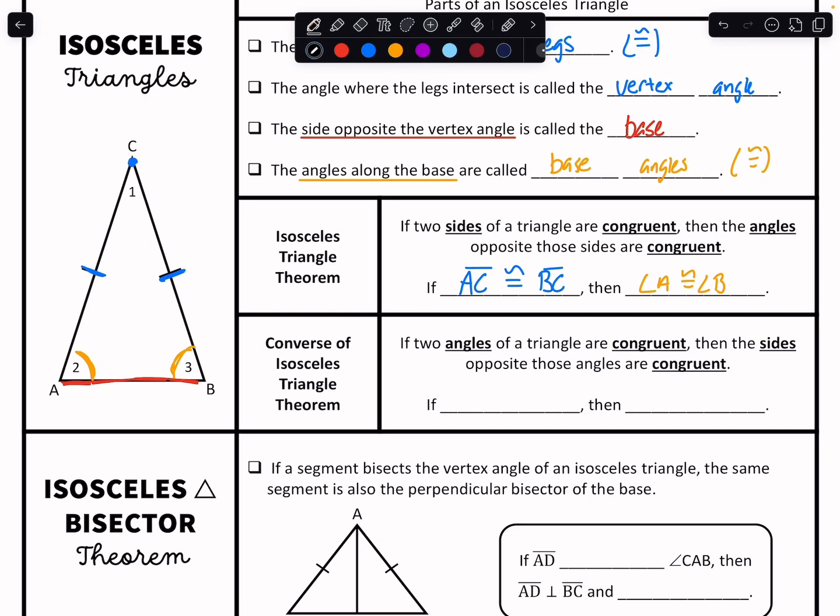Converse just means that you take a statement and you flip the if and then. So if two angles are congruent, so are two sides. So they're just writing down right now that if you have two base angles that are congruent, so are the two legs.